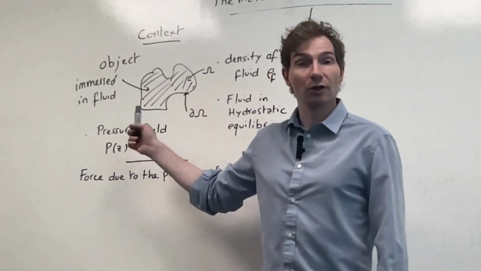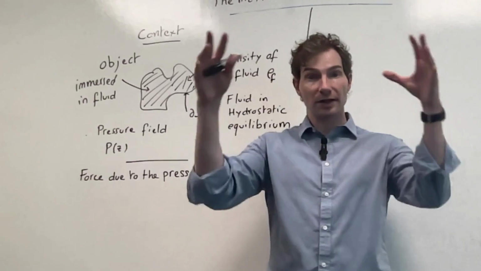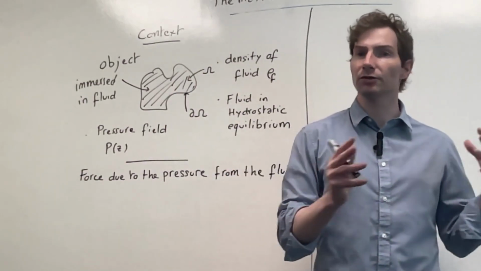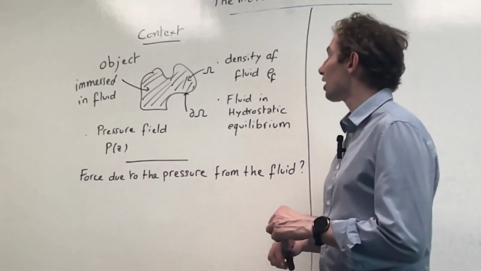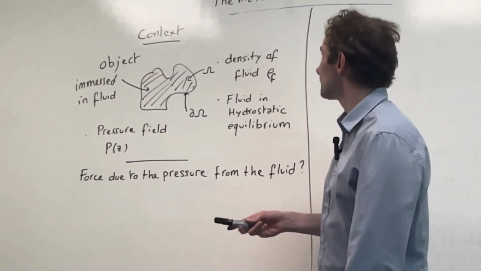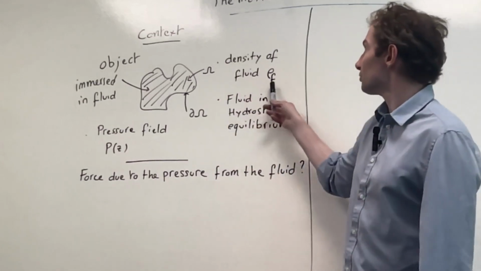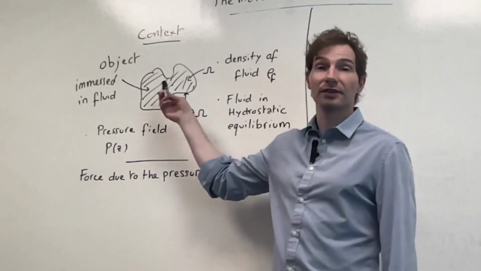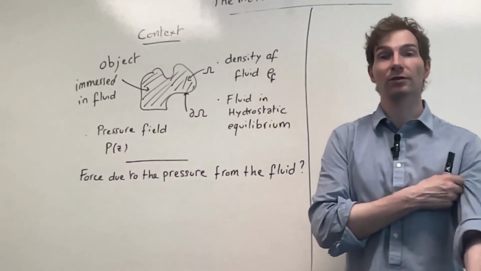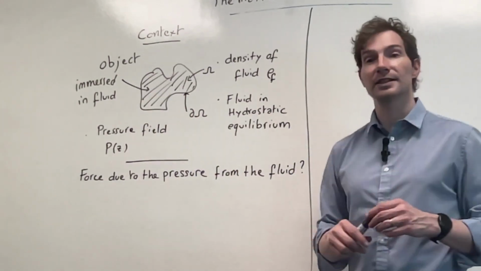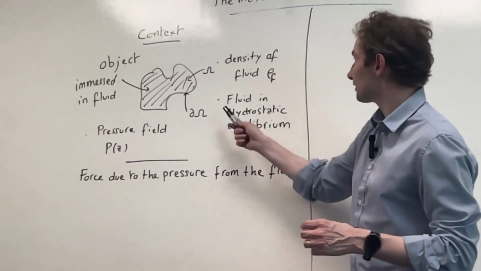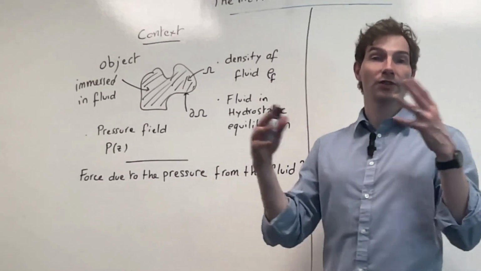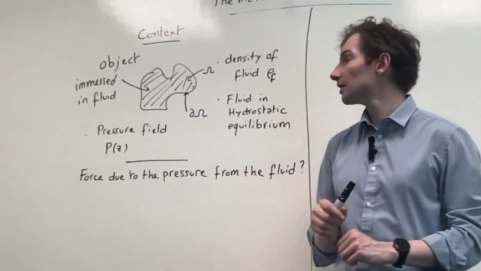I named that domain omega. The boundary, the enclosed surface covering it, is d omega. That's a traditional notation I've used in many videos now. Now, the density of the fluid, I'm going to call that rho f, because there is obviously a mass density as well for the object embedded inside the fluid. And then we assume the fluid to be in hydrostatic equilibrium, so nothing is moving, the fluid at least is not.